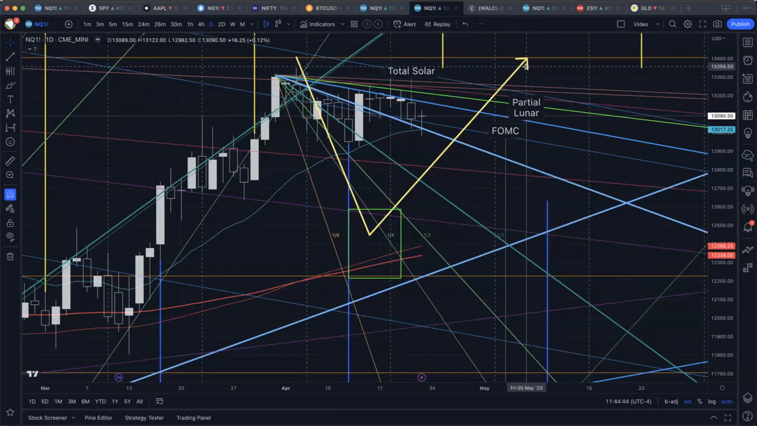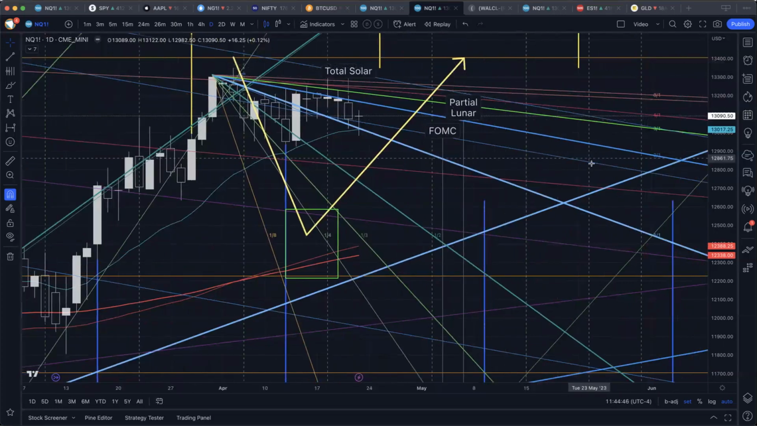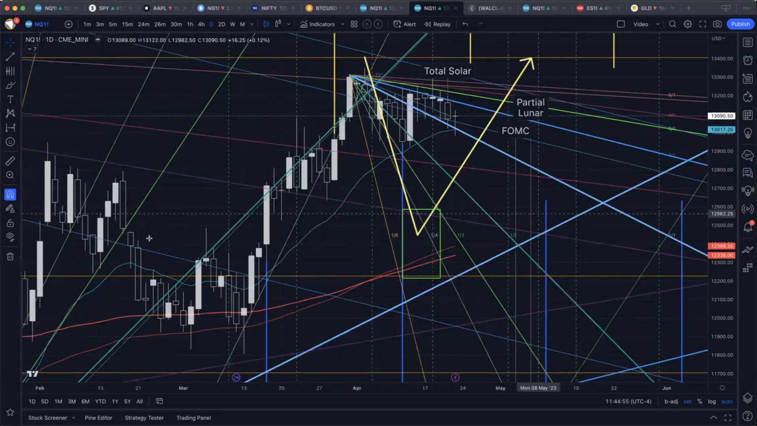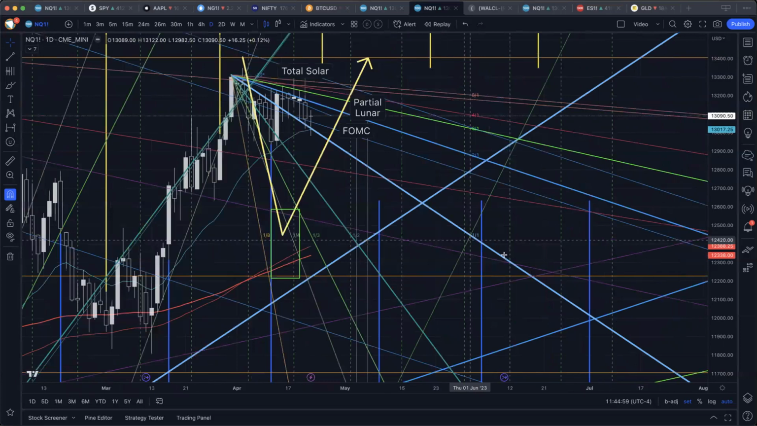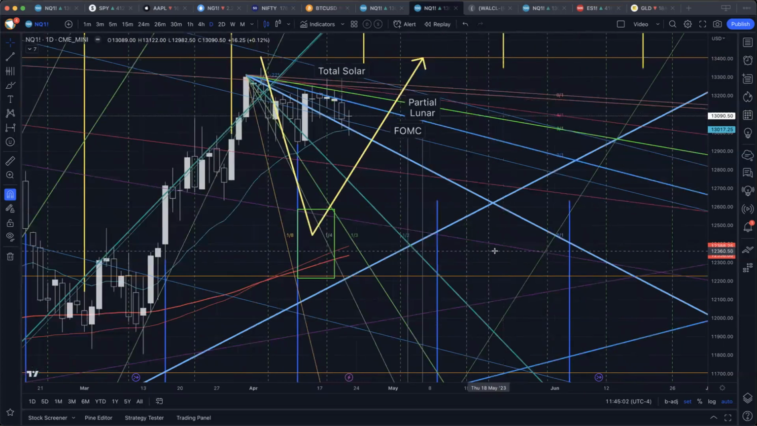Now, the other thing I want to call your attention to is this crossing of the Gann fans here. So we've got a 1x1 down anchored to March 31st, and we've got a 1x1 up anchored to the December low. Actually, that's January 6th. These cross at May 18th. Okay, so remember that date.